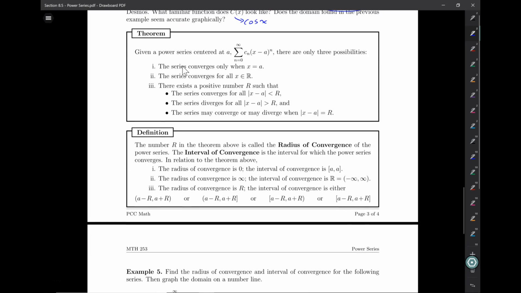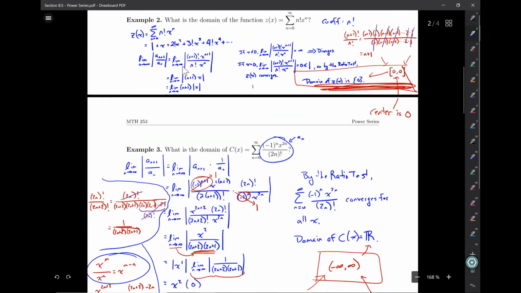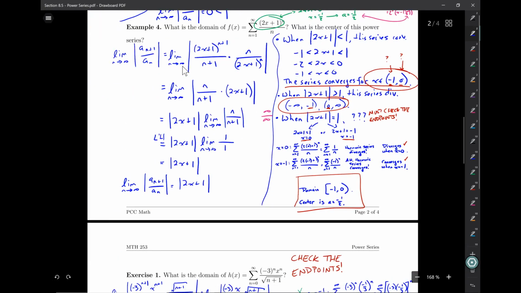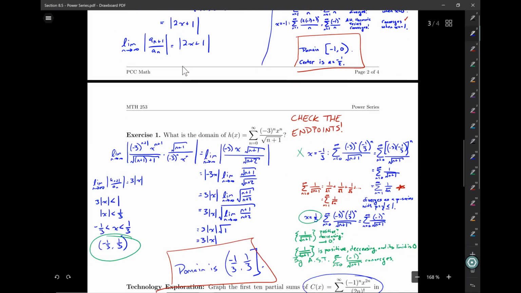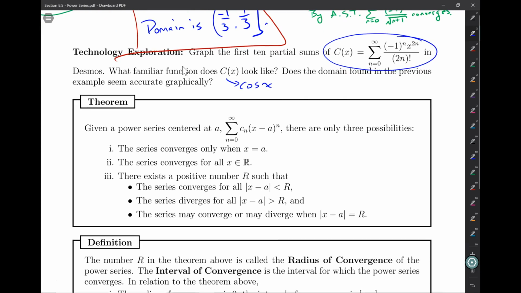Alright, let's go back into this theorem. Our theorem here and the following definition is really meant to summarize all of the work that we've done in these first 4 examples and your exercise. When we are looking for the domain of a power series, it looks like we should end up with an interval. But we have very different sorts of intervals. And in fact, when we're given a power series centered at a, and we write our power series out this way, there really are only 3 different possibilities.